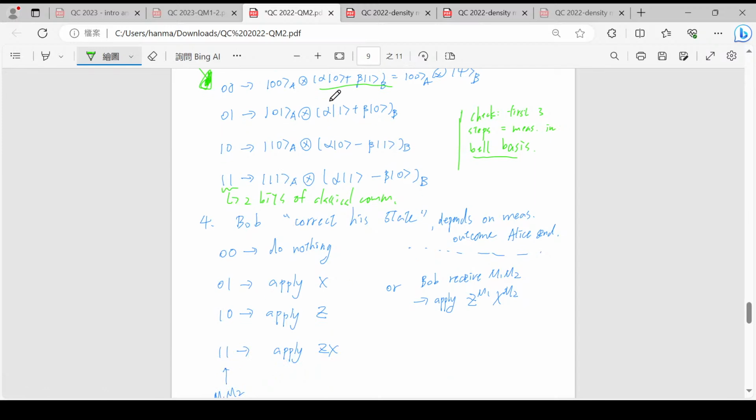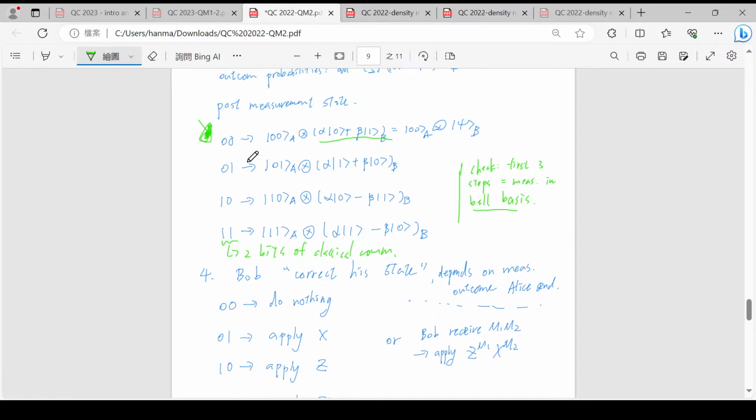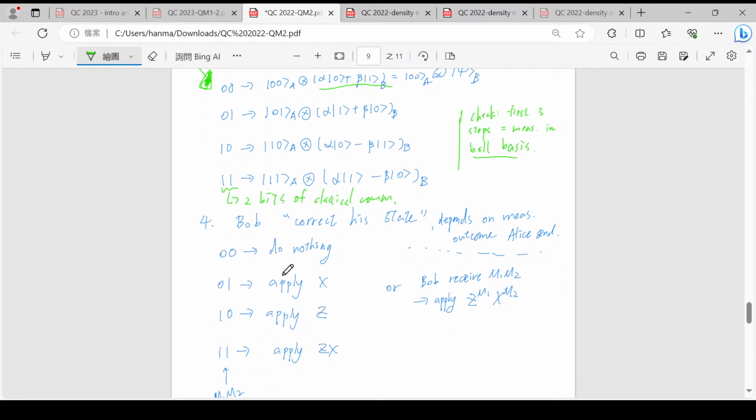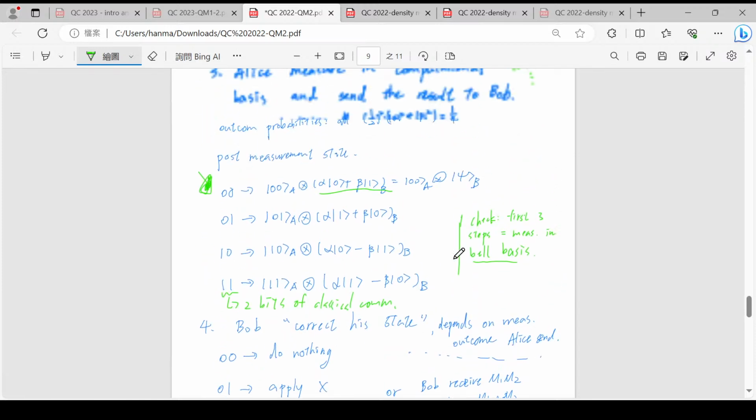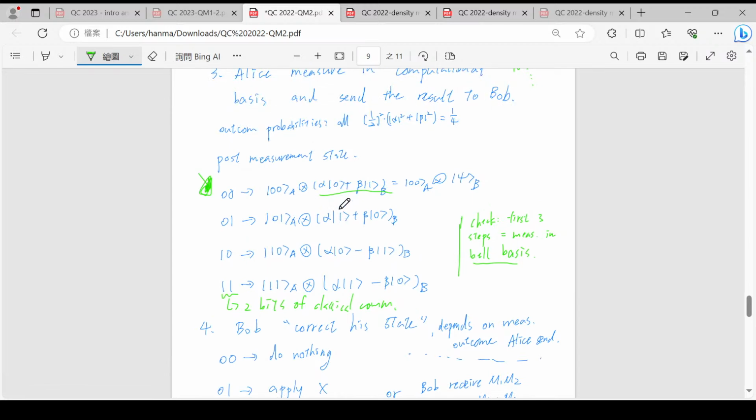Basically Bob can correct his state by looking at which bits got sent over. Say if Bob receives 0, 1, then he knows that his state is alpha 1 plus beta 0 with some unknown alpha and beta. But even without knowing alpha and beta, Bob can turn this state back to alpha 0 plus beta 1 because he can just apply the X gate. If Bob applies X here, then 1 turns into 0, and 0 turns into 1. And so Bob's state just gets corrected back, even without knowing alpha and beta.